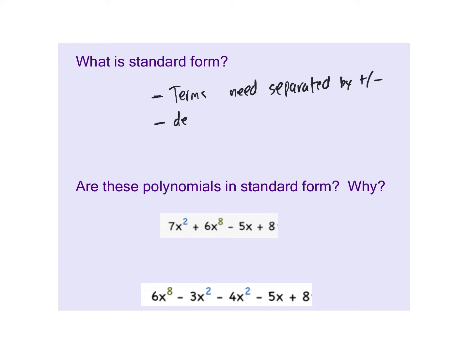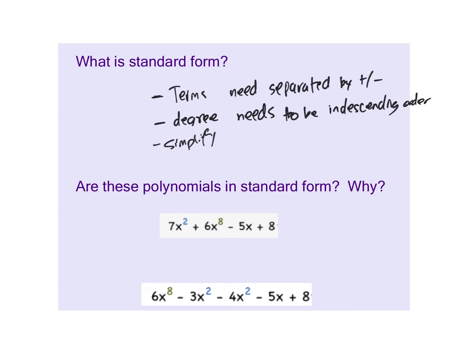Additionally, the degree needs to go in descending order. And then finally, you need to make sure it's simplified. So you can't have any like terms that aren't combined. So in this first example, 7x squared plus 6x to the 8th minus 5x plus 8, all these terms are separated by addition and subtraction, so that's fine. And it is simplified all the way. You can't do any combining.